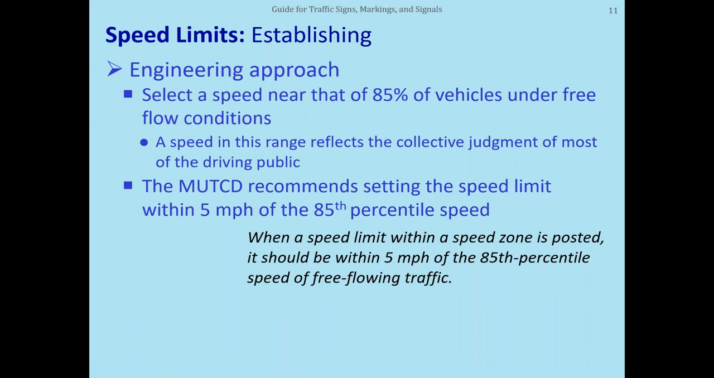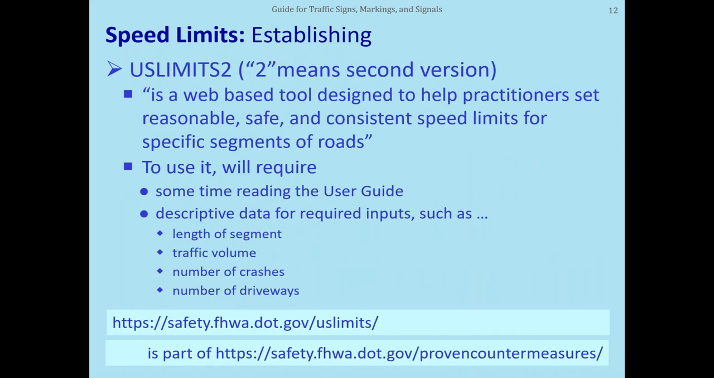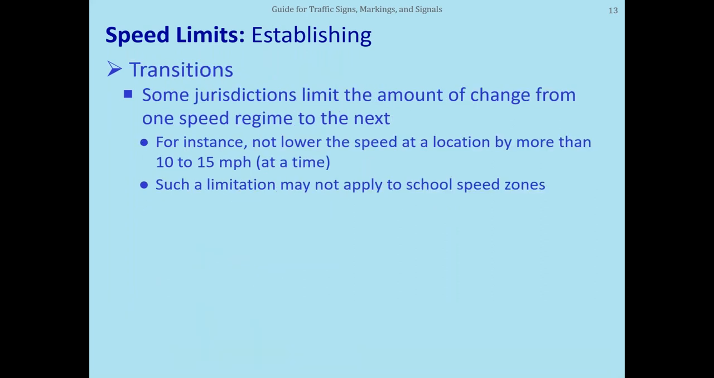And the MUTCD recommends setting the speed limit within 5 miles an hour of the speed that 85% of the drivers are going at or less than. In other words, only 15% of the drivers are going faster than that. A software program has been developed where you enter some inputs and it spits out a recommended speed. In some jurisdictions, they have the practice of not having big drops in the speed, so if you're having to change from, say, 60 to 30, stepping down in increments of 10 to 15 miles an hour instead of just at one location having a big drop of 60 to 30.